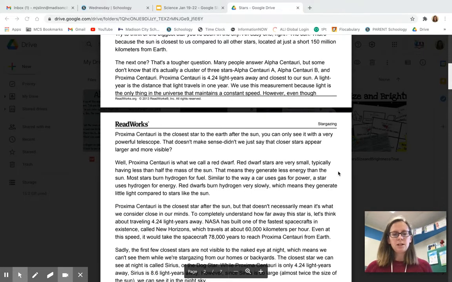Proxima Centauri is the closest star after the sun, but that doesn't necessarily mean it's what we consider close in our minds. To completely understand how far away this star is, let's think about traveling 4.24 light years away. NASA has built one of the fastest spacecrafts in existence, called New Horizons, which travels at about 60,000 kilometers per hour. Even at this speed, it would take the spacecraft 78,000 years to reach Proxima Centauri from Earth.